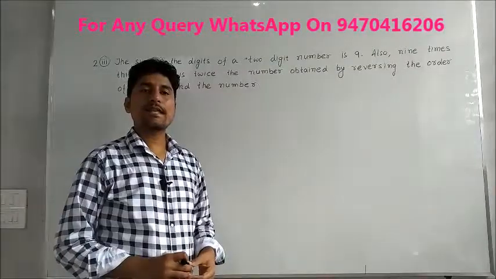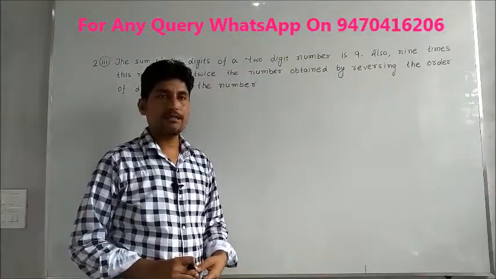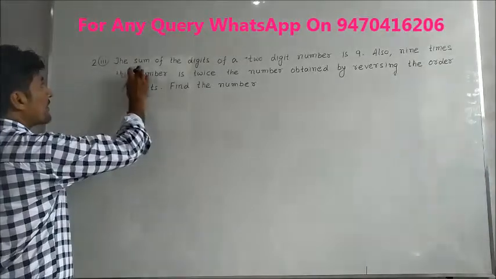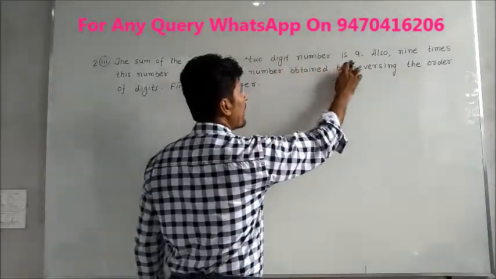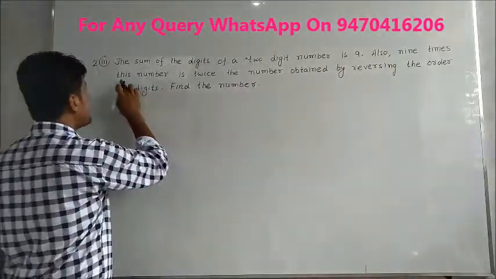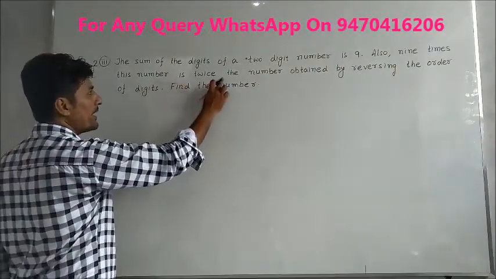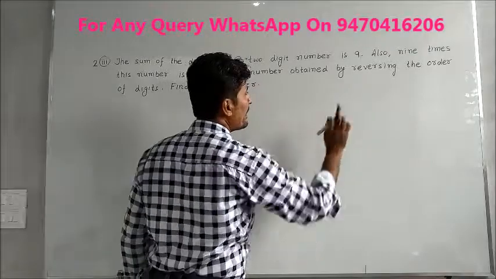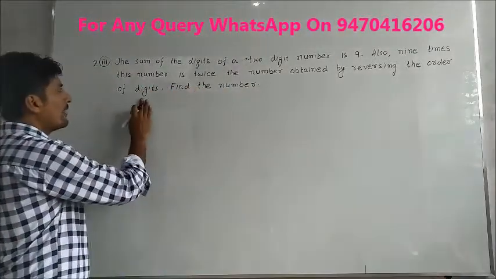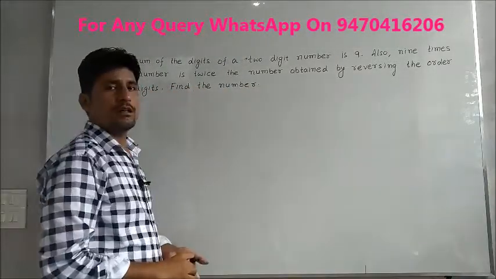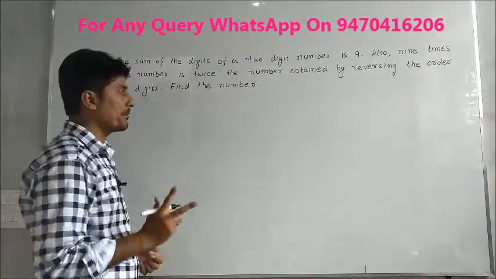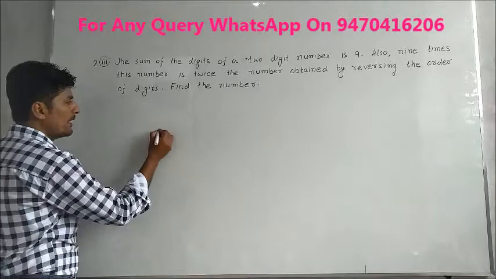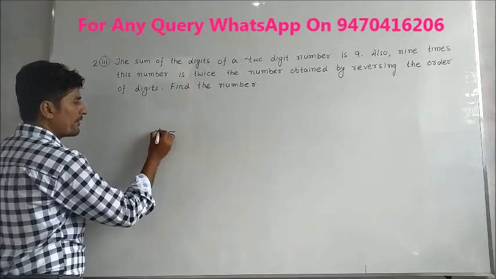Now let us see the second question from the same exercise. The sum of the digits of a 2-digit number is 9. Also, 9 times this number is twice the number obtained by reversing the order of digits. Find the number. Whenever we are talking about a 2-digit number, suppose we are having a 2-digit number that is equal to 45.